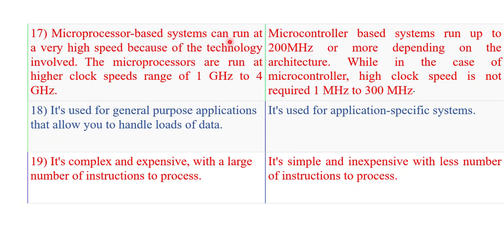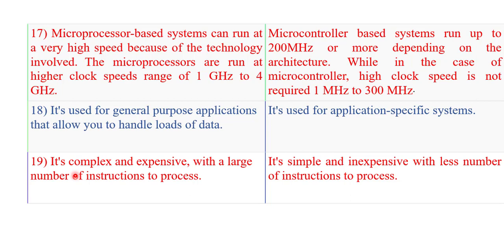Next, a microprocessor-based system can run at very high speed. The speed of a microprocessor-based system is in the range of 1 GHz to 4 GHz. Whereas a microcontroller-based system is very slow as compared to a microprocessor-based system. The speed of a microcontroller-based system is around 1 MHz to 300 MHz, which is very low as compared to a microprocessor-based system. Next, a microprocessor is used for general purpose applications that allow you to handle lots of data. In case of a microcontroller, microcontrollers are used for specific applications.